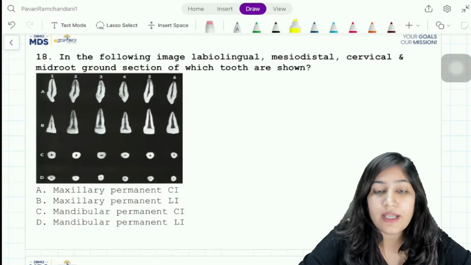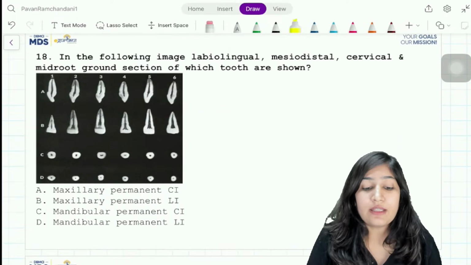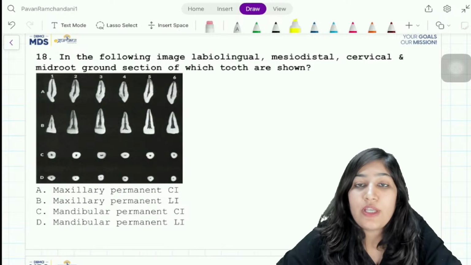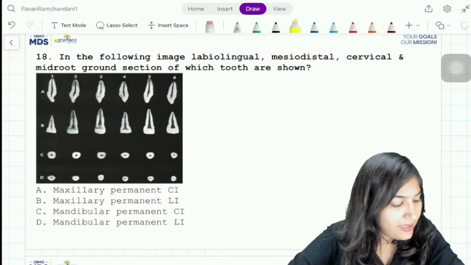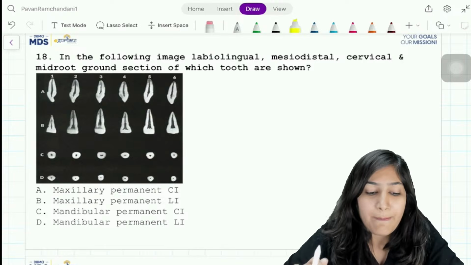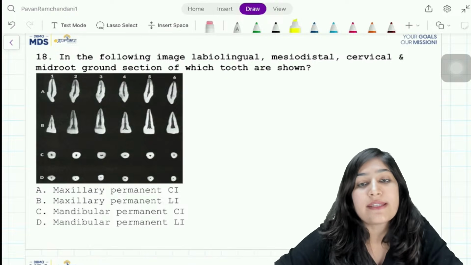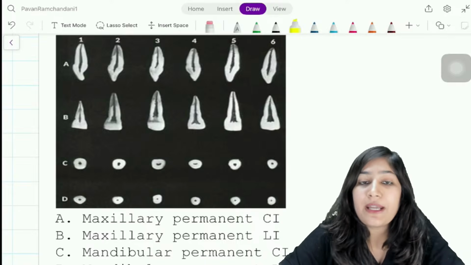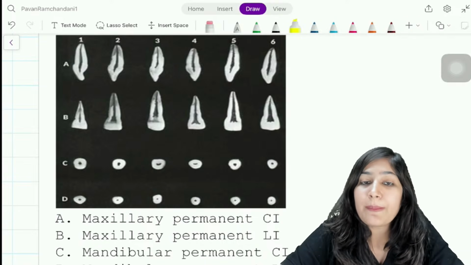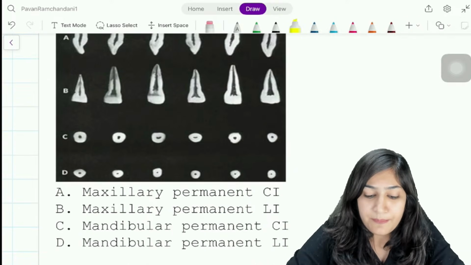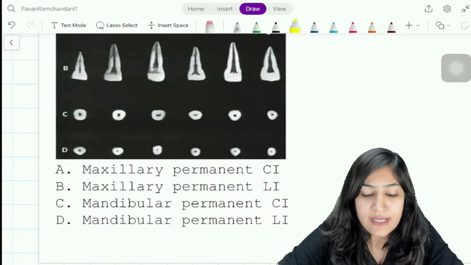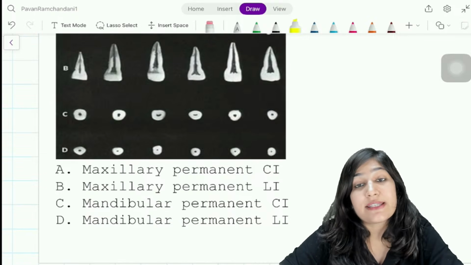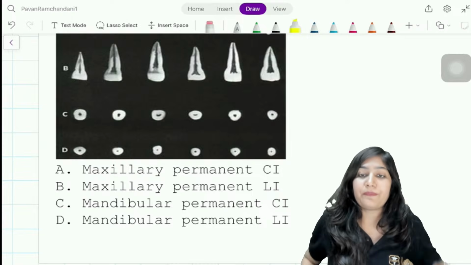Okay. Again, an image-based question. In the following image, labiolingual, mesiodistal, cervical, and mid-root sections of which tooth are seen? So, is it maxillary permanent central incisor? Is it maxillary permanent lateral incisor? Is it mandibular permanent central incisor or mandibular permanent lateral incisor? What will be the correct answer here?